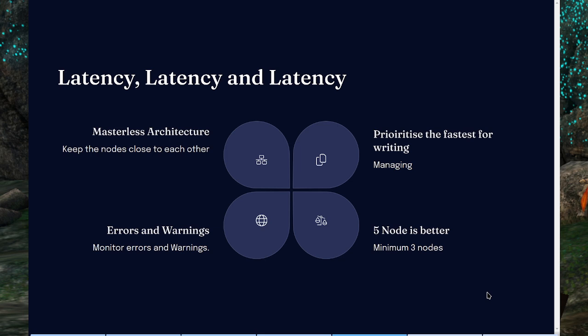Monitor errors and warnings. Don't just ignore what's going on on the database servers. Oh yeah, but it's working fine. I mean, ours has been running 2.5, 3 years, so it's generally okay. I definitely prefer having a minimum five node cluster. 3 is good, but 5 is even better, because you've got a lot more scope for adding more nodes, replacing nodes and taking nodes offline, which has to happen every now and then.